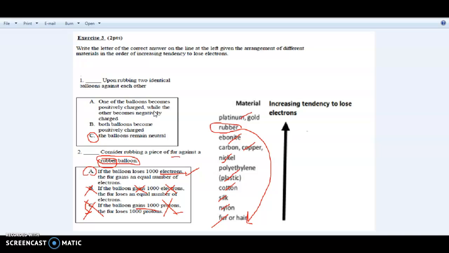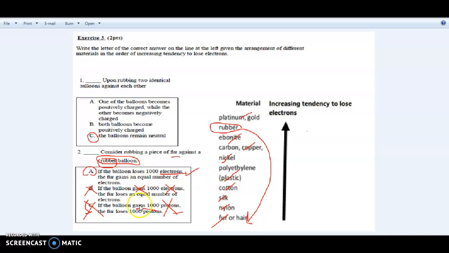Now part 2, consider rubbing a piece of fur against a rubber balloon. We have to check the order here. The two materials involved are the rubber and the fur. Rubber has more tendency to lose electrons than fur, so it's going to lose electrons and become positively charged, while the other is going to gain electrons and become negatively charged.